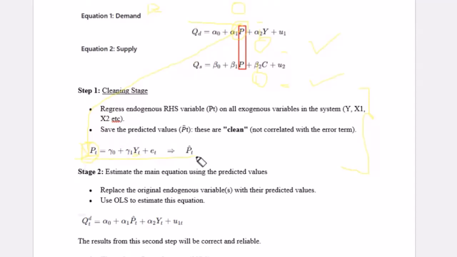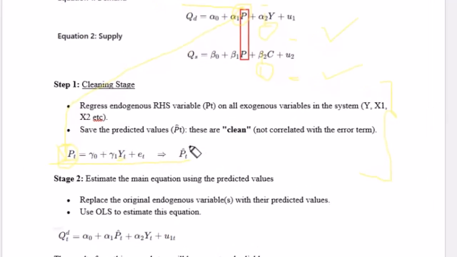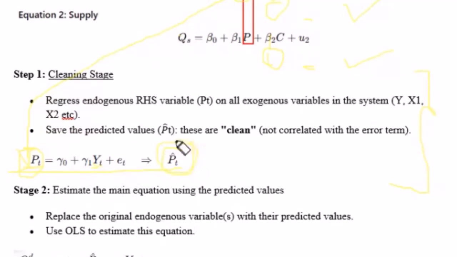So we will have that equation, and we run the analysis in that equation. Then after running the analysis of this model, we save the estimates, the predicted values. These predicted values, we save them as P hat. You can see this P has a hat at the top, meaning that it is the predicted values.